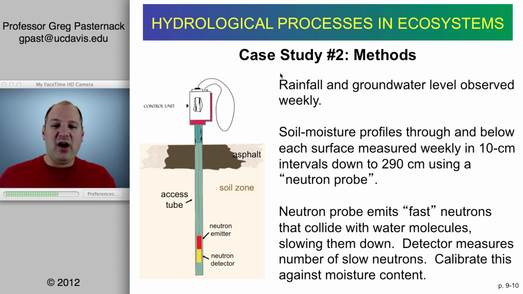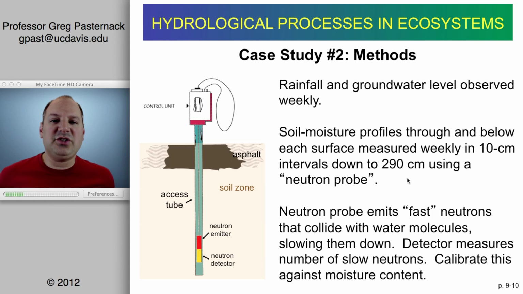The methods here involve measuring rainfall and groundwater level. That's probably done with a piezometer, and rainfall with a tipping bucket gauge, but measured on a weekly basis. And then soil moisture profiles through and below each surface were measured weekly in 10 centimeter intervals down to 3 meters using something called a Neutron Probe.